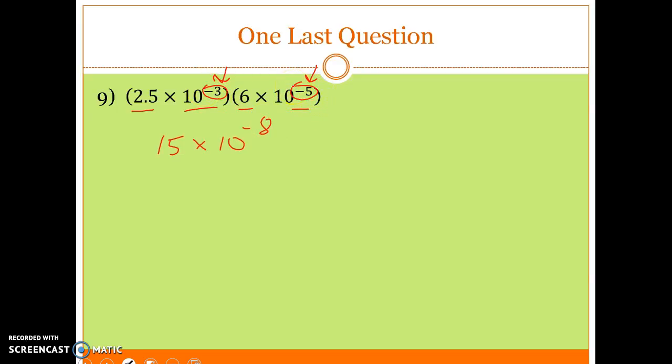But again, I don't want to leave it this way because it's not in scientific notation. This decimal is here, and I would move it 8 spaces to the left. But I don't want the decimal here. I want the decimal here. I want to write it as 1.5 times 10 to a power. But if it was here, it would be 8 spaces to the left. Here, I've already moved it one of those spaces, so I have to move it 7 more spaces to get it to where I need it to be. And that's going to be 1.5 times 10 to the negative 7th.